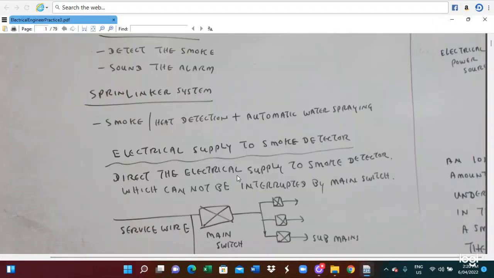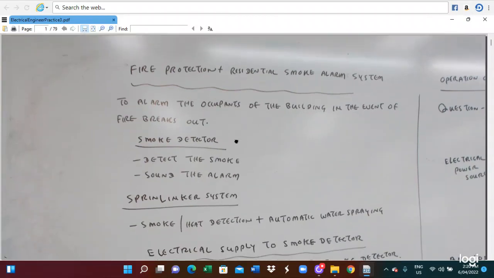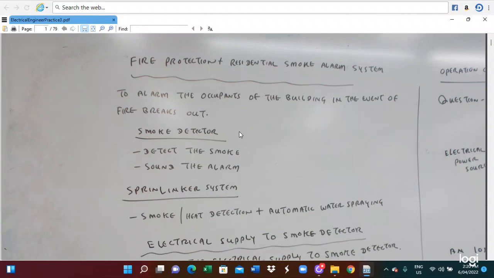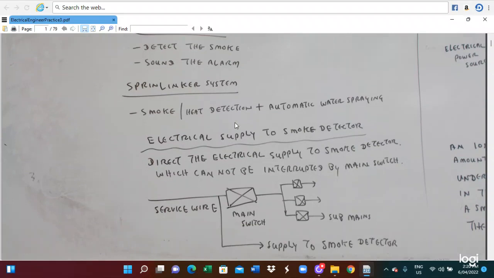The next one we're talking about is fire protection and the residential smoke alarm system. It alarms the occupants of the building in the event of a fire breakout. When the fire breaks out, the smoke detector detects the smoke and sounds the alarm. In the meantime, we also provide a sprinkler system. It contains smoke and heat detection, and also an automatic water spraying function.